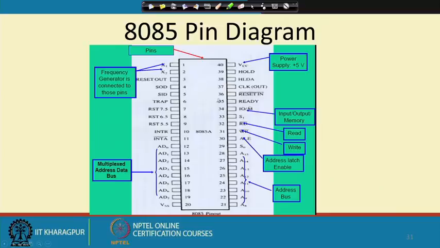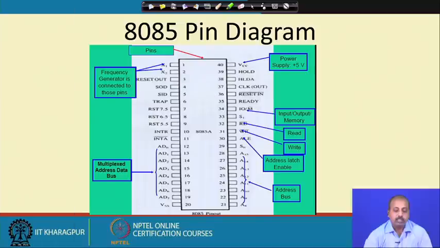So, this diagram is showing us the pin diagram of 8085. We have VCC, which is the power supply pin, then we have X1 and X2, to which we have to connect a crystal externally to generate the clock signal. So, this is the frequency generator, and it will be connected to X1 and X2.